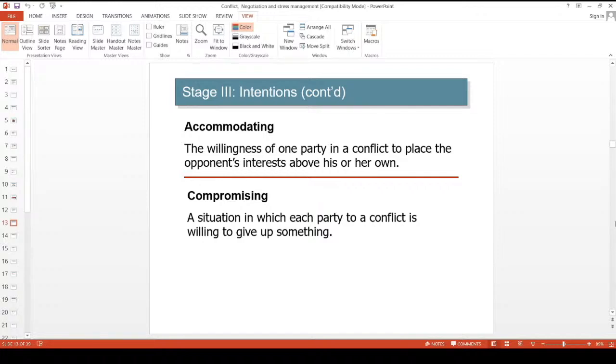So there is no clear winner or loser in this particular situation, and the solution provides incomplete satisfaction of both the parties concerned. In the compromising situation, an in-between solution will be reached, which may be acceptable to both of the parties. You cannot say that one party is the winner and the other the loser, but this will be a sort of win-win situation in which both parties will win something and both will also lose something. So this intention will be termed a compromising approach.